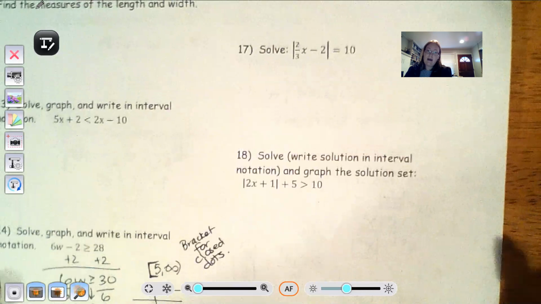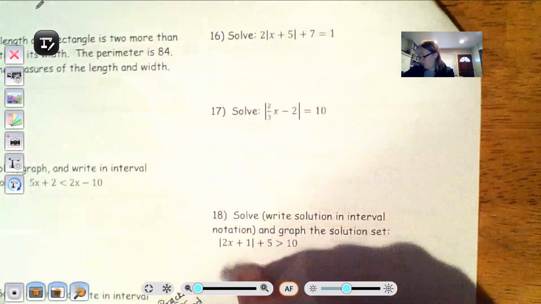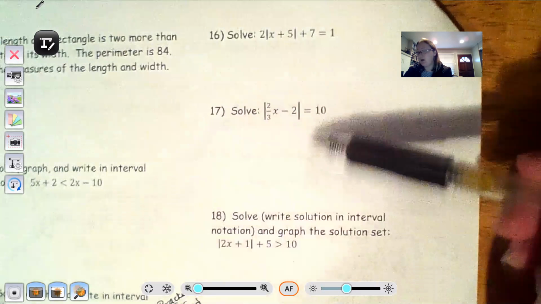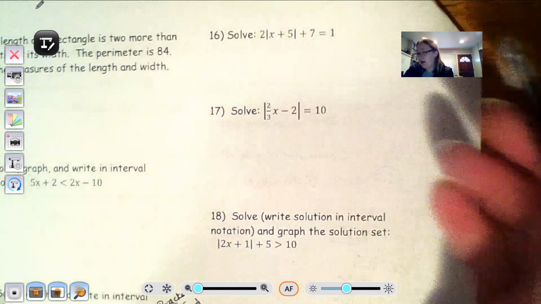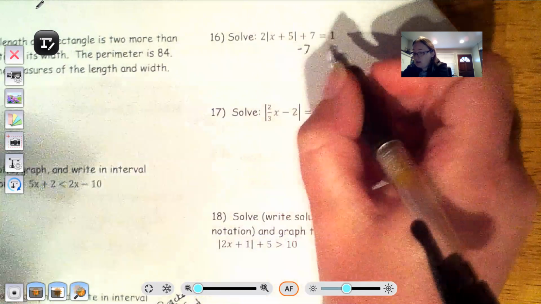All right, on to absolute value. These next 4 questions are all absolute value. We've got 2 equation ones and 2 inequality ones below. Isolating needs to happen first before you make your 2 cases.